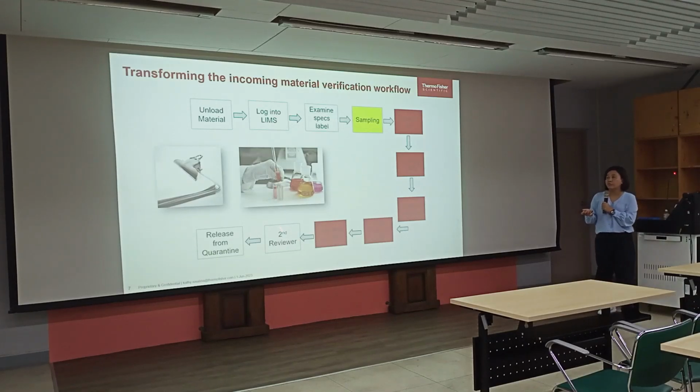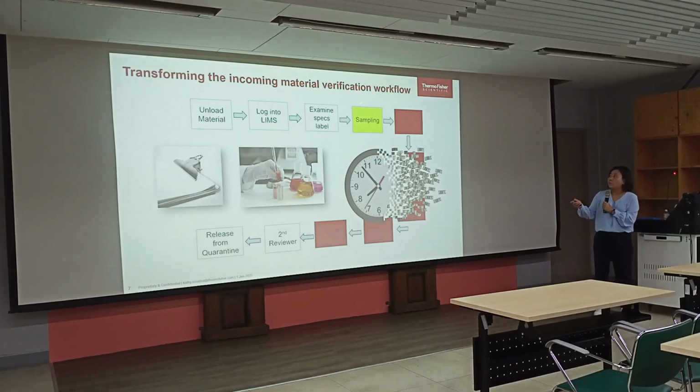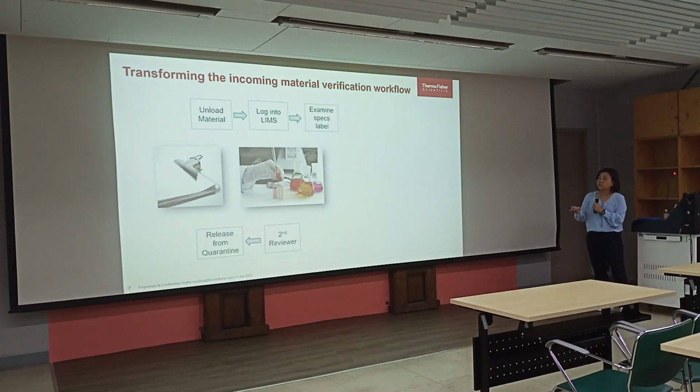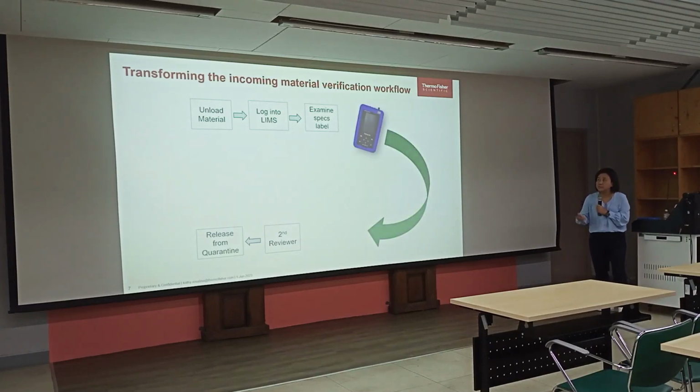And all okay, result approved, then release from quality to the production. So this is the traditional workflow. With the handheld instrument, we can skip certain steps. We can skip this step to cut down the time and also to cut down the cost. We're able to use the handheld instrument when you receive the raw material and then you check the spec.